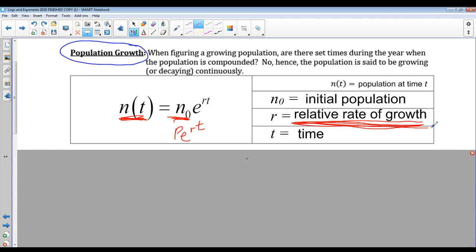So if we put some bacteria in a dish and it starts with only 2 bacteria, they're not going to be growing as fast because there's only 2 of them to replicate. But if there's 10,000 of them, they're going to be growing at a much faster rate because there's more to grow on. So the relative growth rate is all based on the increase based on the amount that's there. Okay? So there's our formula.